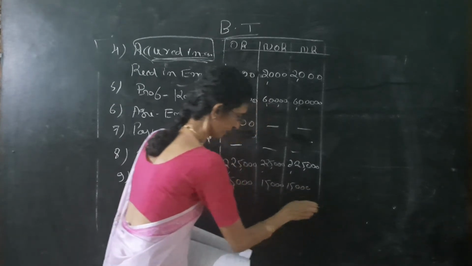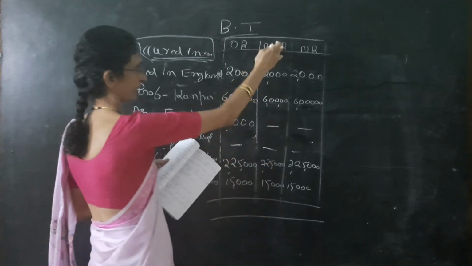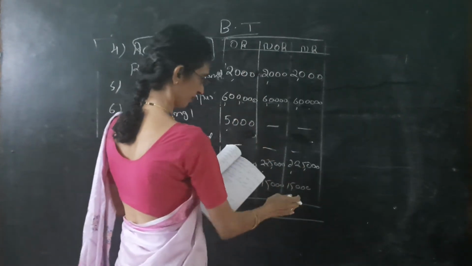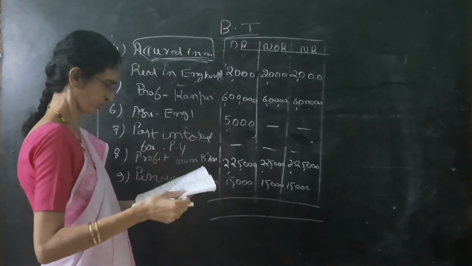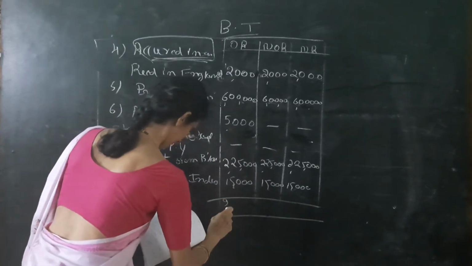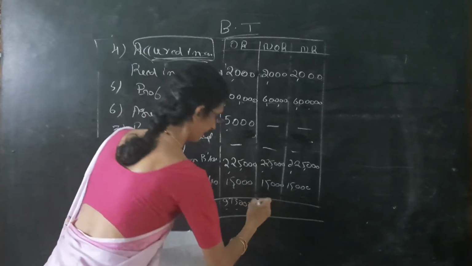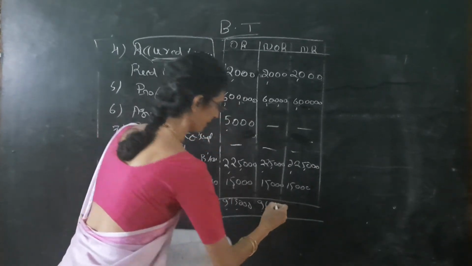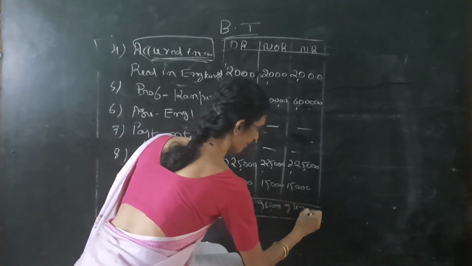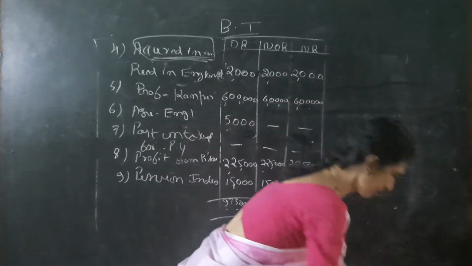So over. Then last we have to add all the items of OR, add NOR, then add NR. Then this solution is over. So here we get the first column 9,73,000, 9,67,000. The last column is 9,47,000. So the problem is over.